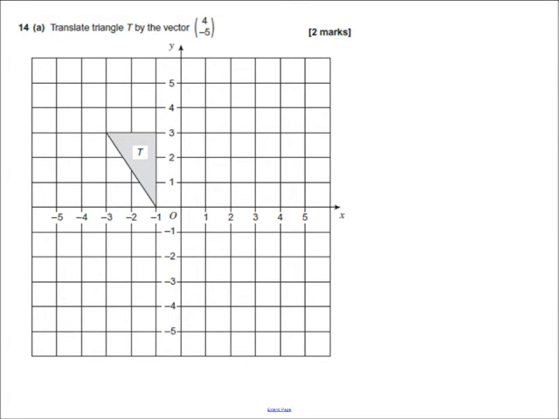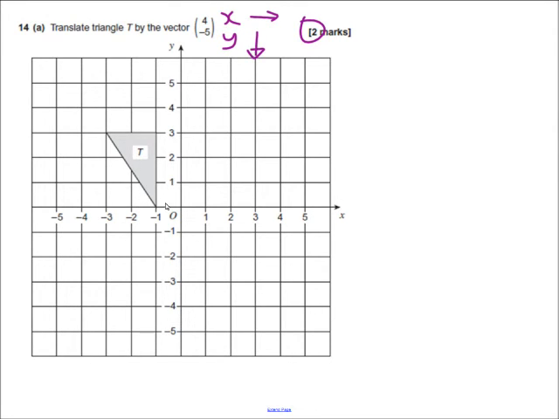Question 14a is asking us to translate the triangle T by the vector 4, minus 5, and this is worth 2 marks. So you need to know what the vector is saying. The x direction is at the top and the y direction is underneath. So the 4 for the x is 4 to the right. And the y direction, because it's negative, is 5 down.